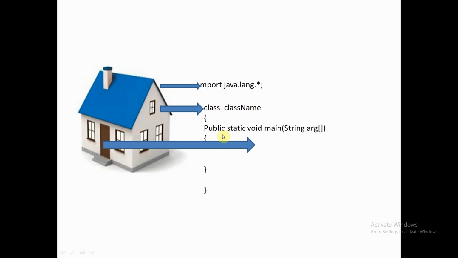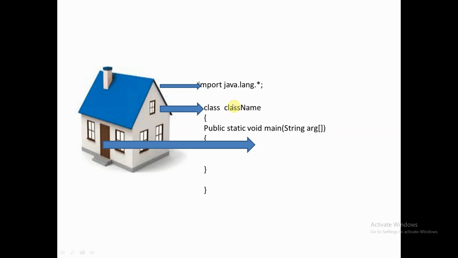And inside the class, we should have a door for our program, that is the entry point, that is the main function. And how the door is important for our house? Same way, main function is also very, very important for a Java program, since it is the entry point of our program. So this is a very basic structure of a Java program.